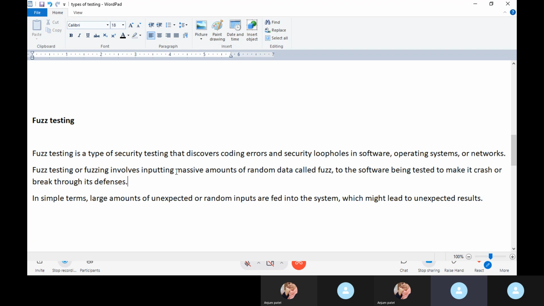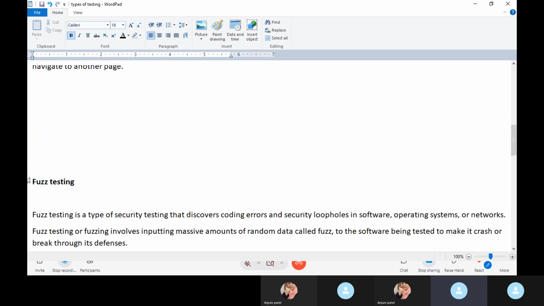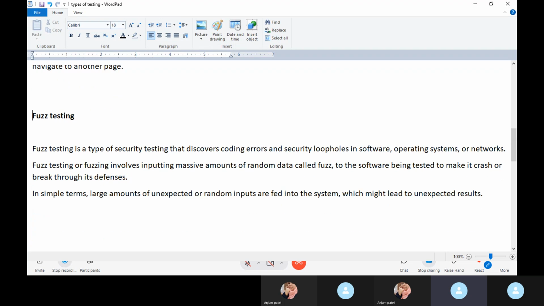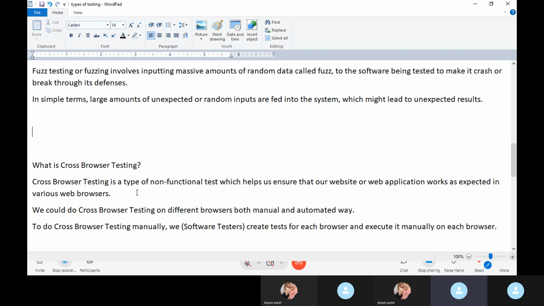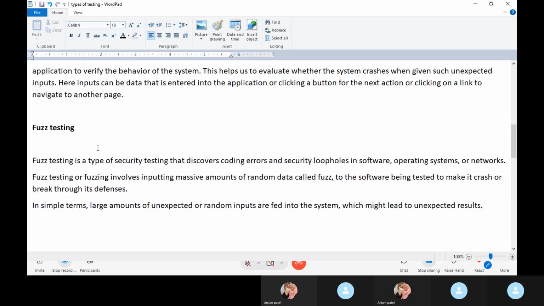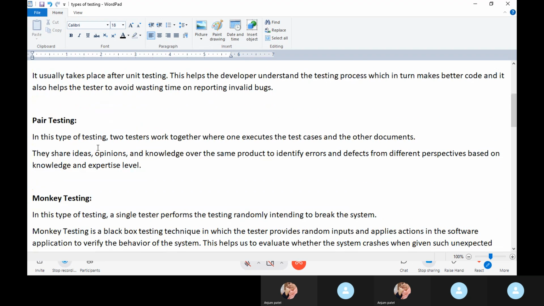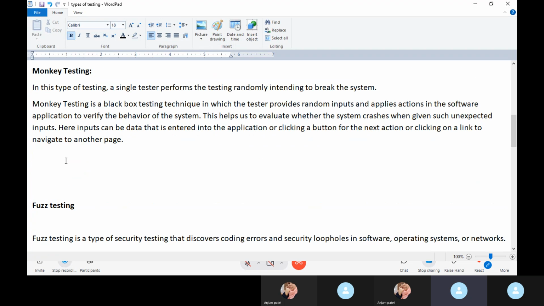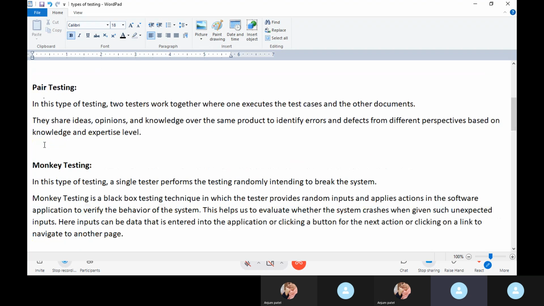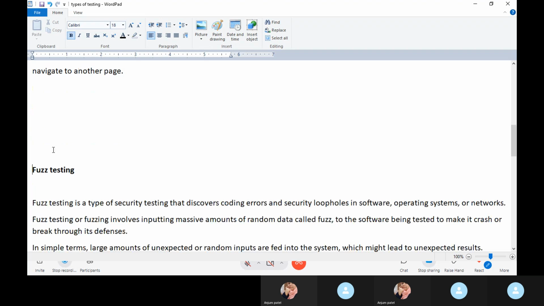Okay. So this also comes under ad hoc testing. There are different types of ad hoc testing: buddy, pair, monkey, and fuzz. You just need to explain the term. Wait, fuzz testing doesn't come under ad hoc. This is different. Only three, buddy, pair, and monkey, come under ad hoc testing. This doesn't come under ad hoc testing.